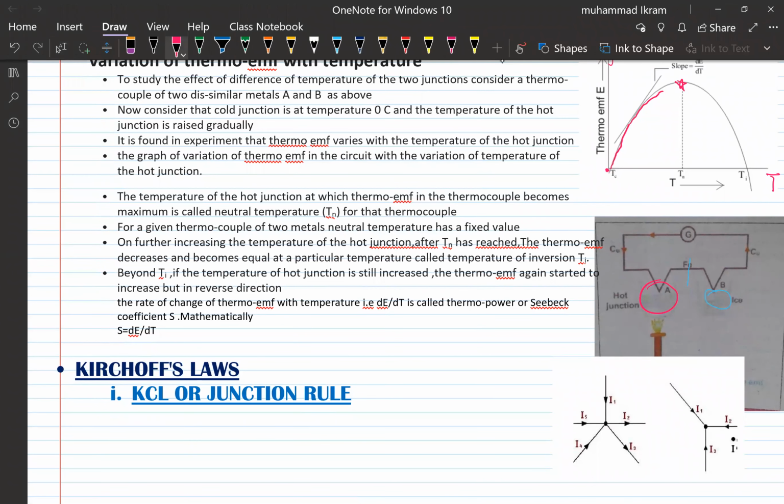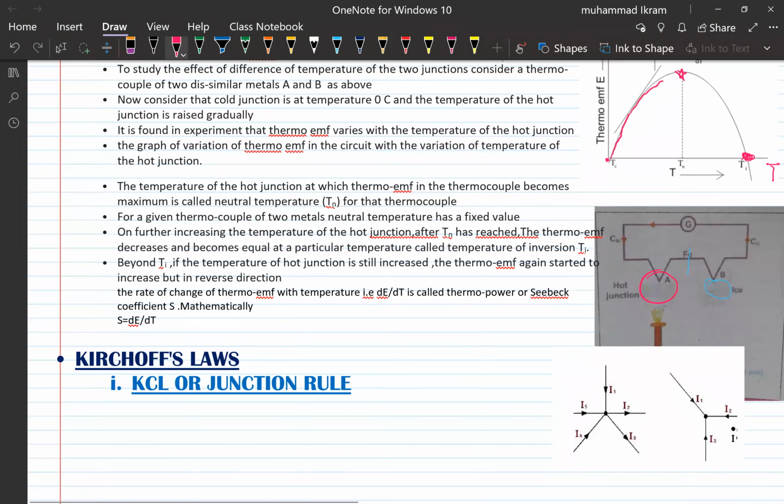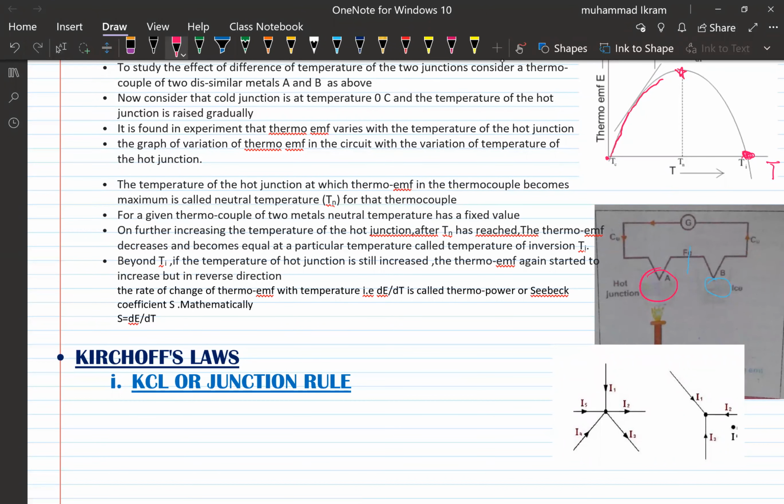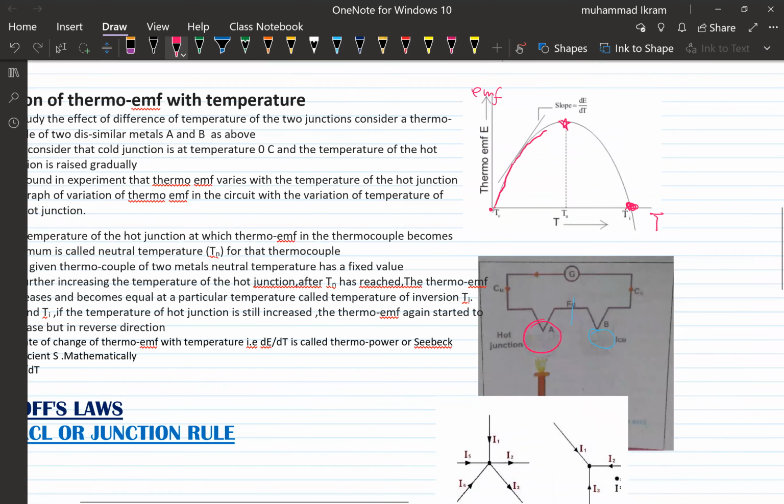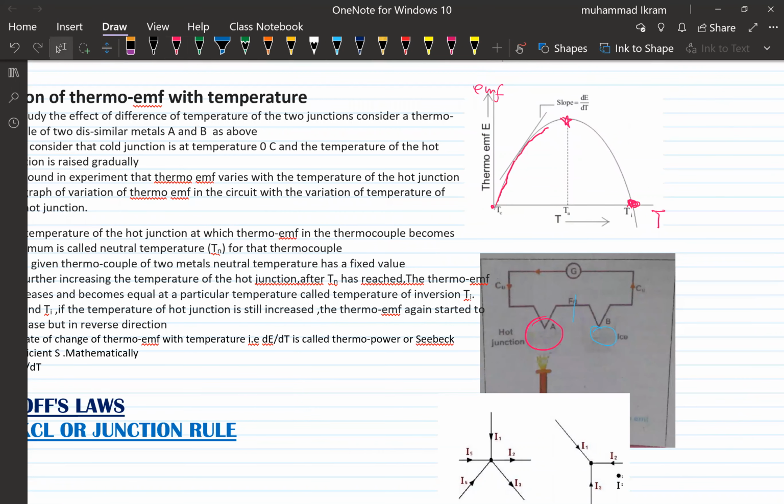The thermo EMF decreases and becomes equal to zero at a particular temperature called the temperature of inversion, as you see here. At this temperature, the thermo EMF falls to zero. Beyond Ti, if the temperature of the hot junction is still increased, what happens? There is an interesting thing, and that interesting thing is this one.